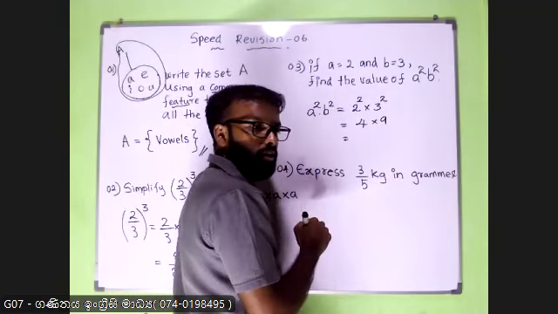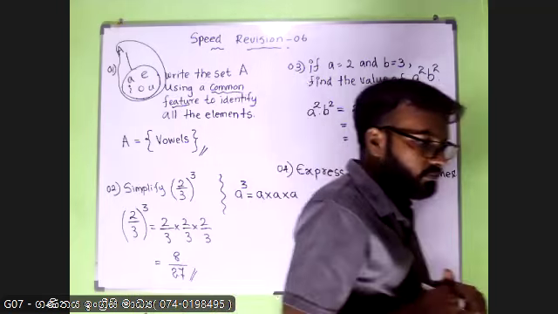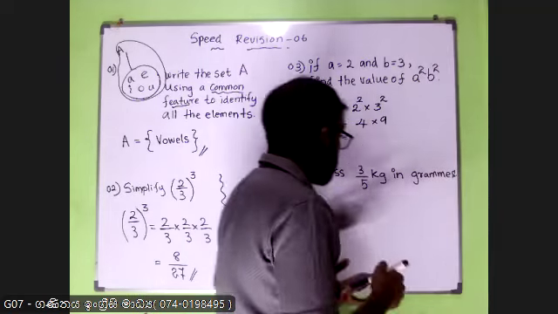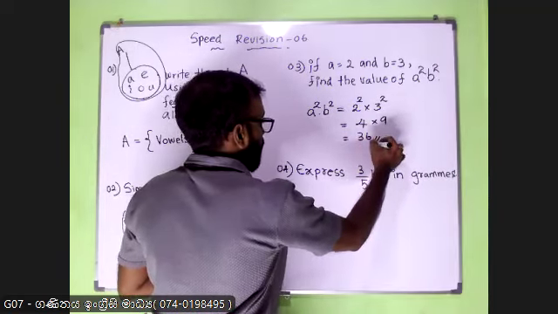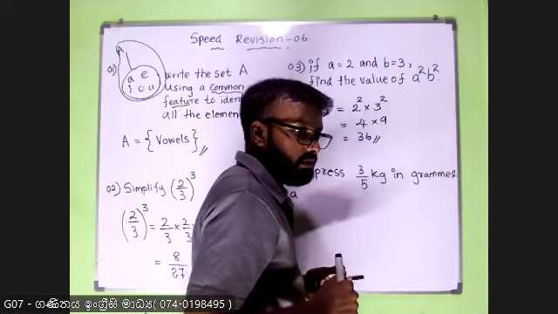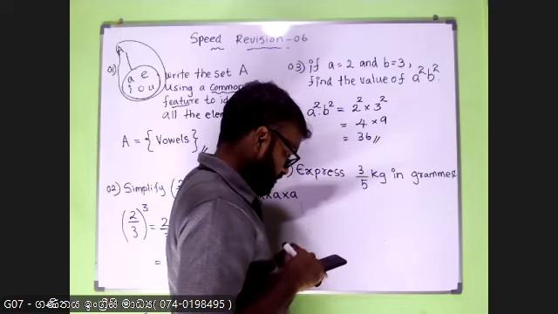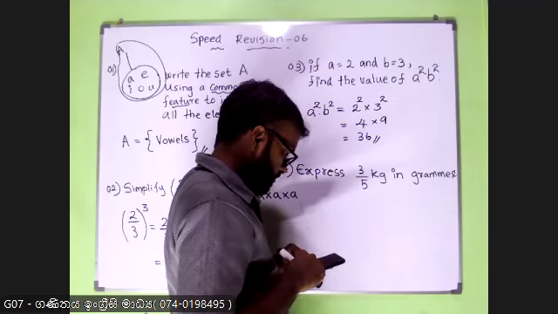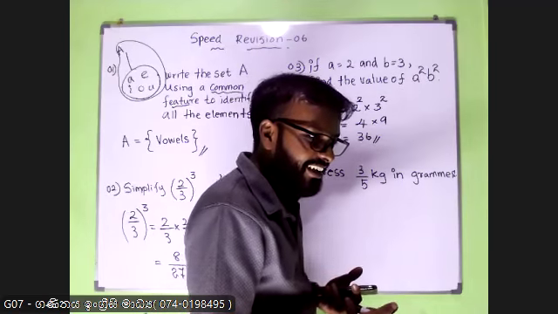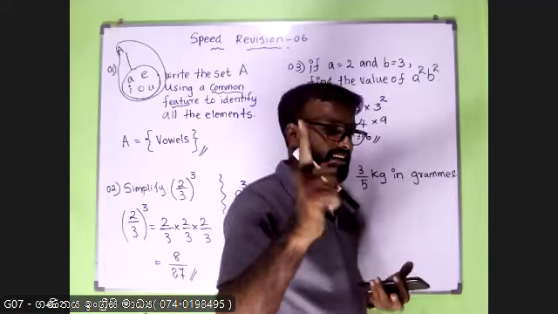4 times 9 is 36. Then 9 times 8... 81? Sorry, sir, 72. 9 times 8 is 72. Yes, 72.